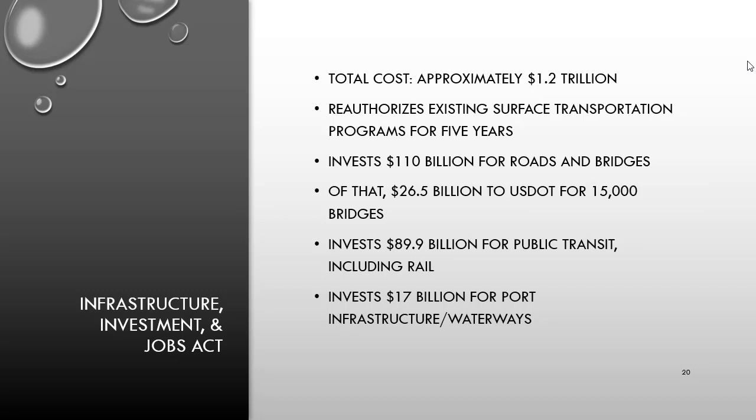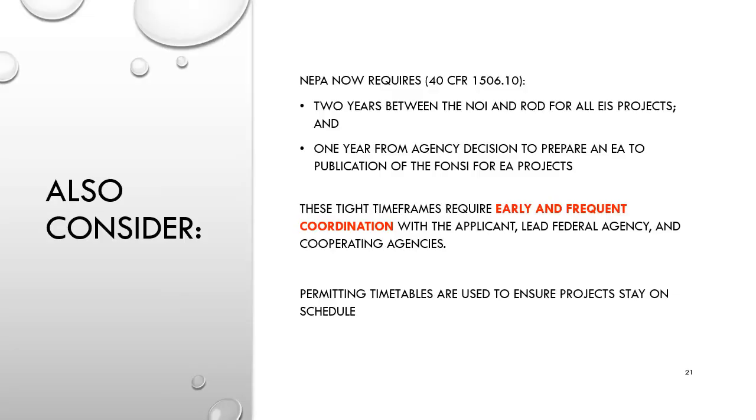And just zooming down the list, $110 billion for roads and bridges, of that $26.5 billion to DOT for 15,000 specific bridges, $90 billion for public transit, including rail, and $17 billion for port infrastructure and waterways. So there's a lot of money being tossed out for infrastructure projects to the states, and obviously a lot of those could involve Coast Guard bridge permits.